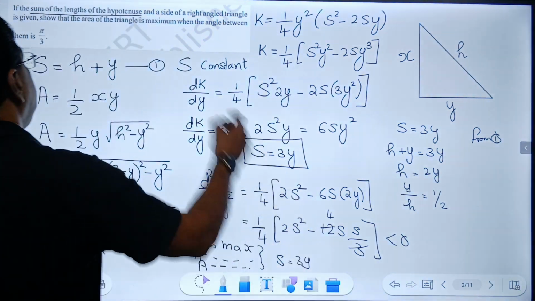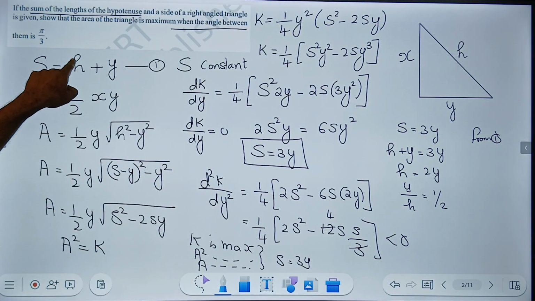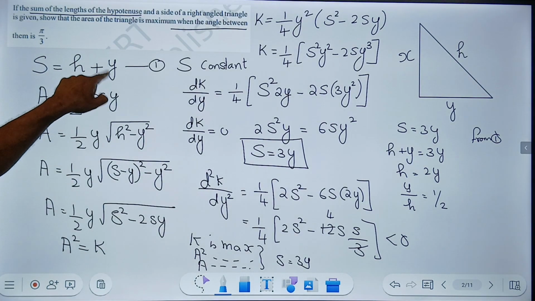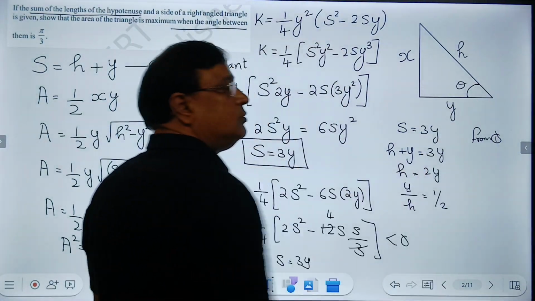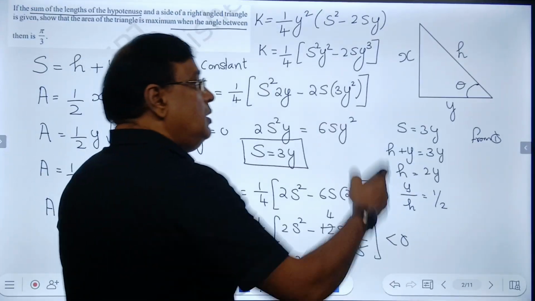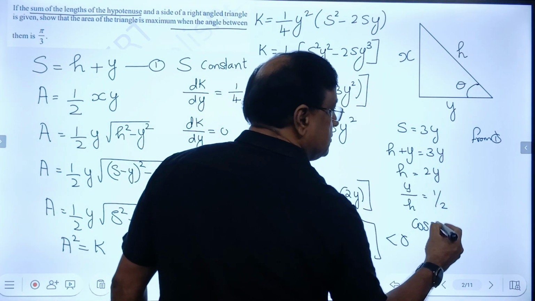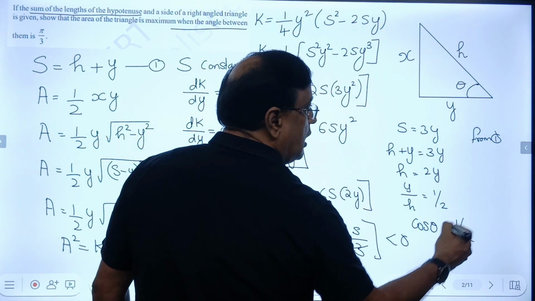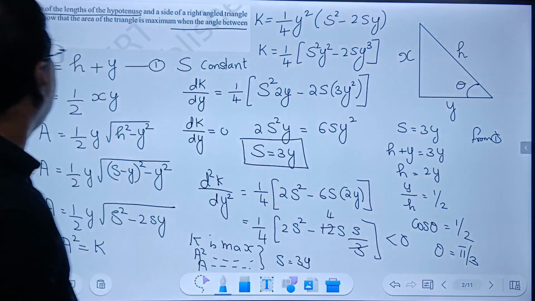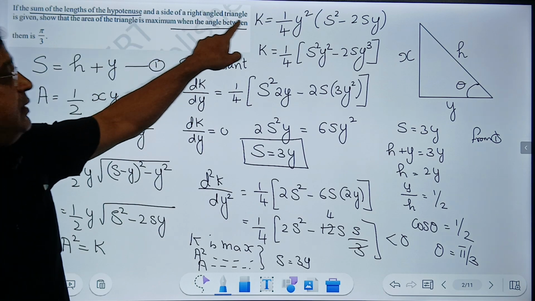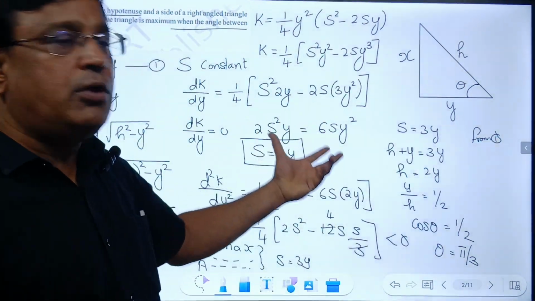Now you said find the angle between them. When I say them, it's the angle between the hypotenuse and the side that I have considered. So here, this is the angle that I want to talk about. Okay. Now, clearly from the diagram, it is nothing but cos theta. Cos theta is y by h. If cos theta is half, theta will be pi by 3. That is exactly what I needed to prove. Show that the angle between them is pi by 3. So I hope this is clear. It's a very, very important type of question.